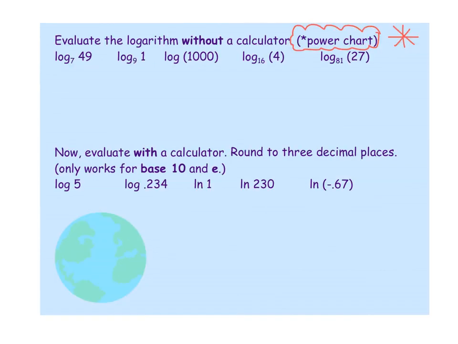Let's finish up the lesson by doing a little work with evaluating. If you're asked to evaluate without a calculator, it's because you can't use your calculator to solve. So we're going to have to rely on a power chart more than likely, or maybe some guess and check, but without a calculator. So this would be a great time to grab a power chart from either chapters 5 or 6 as a resource if you need it.